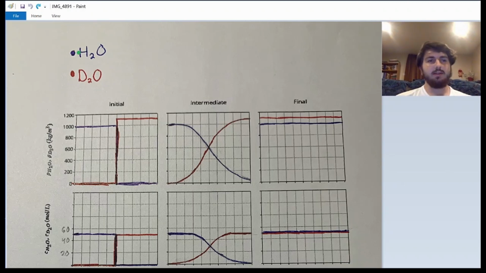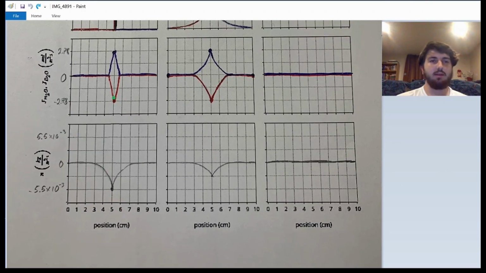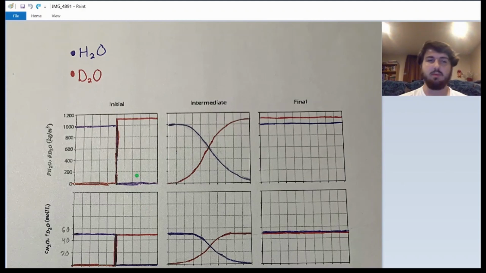I have it written here as a key that anytime we need to differentiate H2O and D2O, H2O will be the color blue and D2O will be the color red. Otherwise, it'll just be in pencil. So, starting off, a neat thing to note is that the x-axis of all of these graphs is going to be the different positions of the capillary tube. The capillary tube has a divider at 5 centimeters in the initial state, but that divider gets removed. And so from 0 to 5 is where the H2O starts, and from 5 to 10 is where the D2O starts. But that's where they begin to mix.